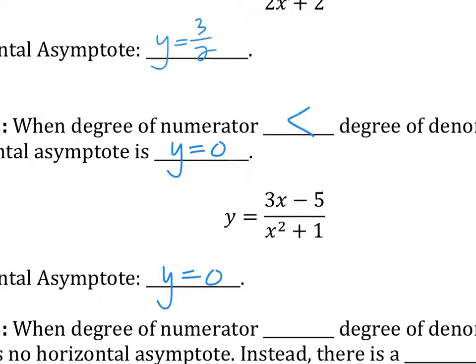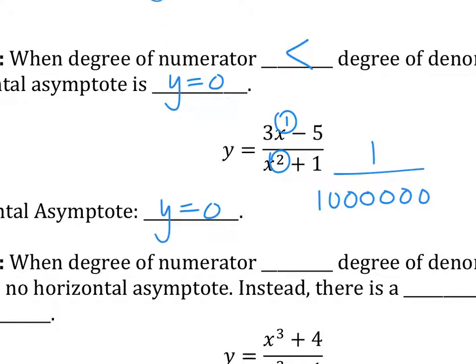Why is that? Because the bottom is expanding a lot faster than the top. So for example, if you have 1 over 1 million, and you put that number in the calculator, it's almost like 0. So when the bottom is expanding faster than the top, it's almost like 0 because the bottom is moving too fast. Second case, when the numerator degree is smaller than the denominator, it's almost like 0.